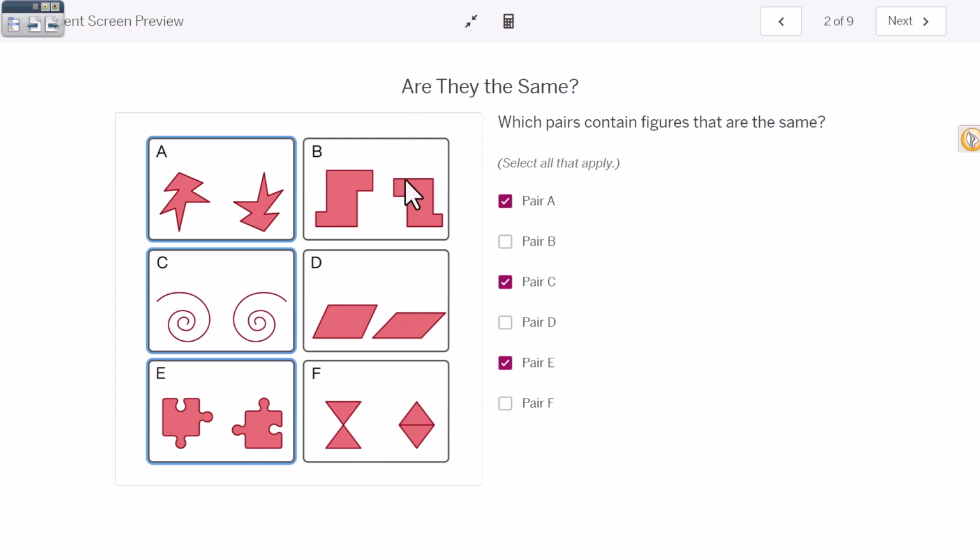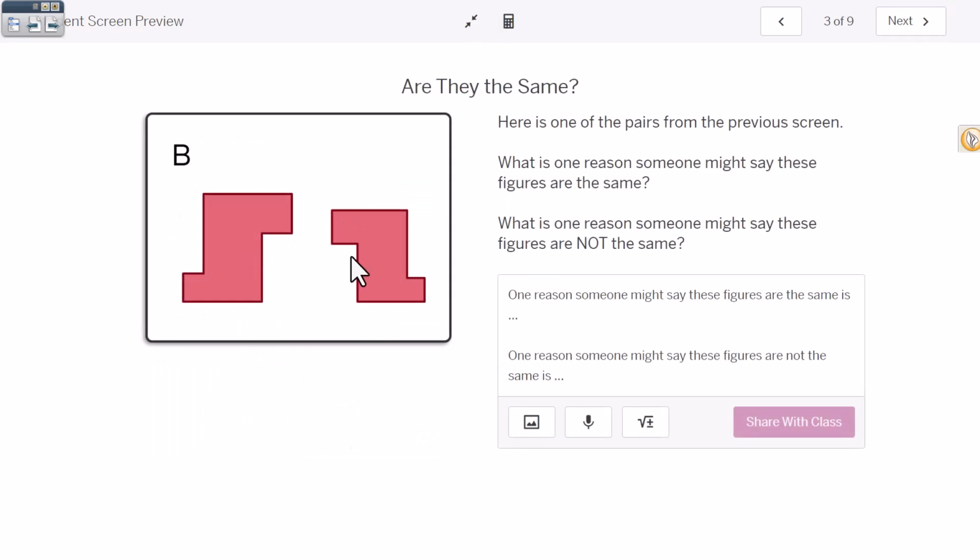Let's talk a little bit more about why B wasn't the same. In class, we took a closer look at this and talked about one reason someone might say that these figures are the same, and one reason that someone might say these figures are not the same. Let's start with one reason someone might say these figures are the same. Well, they're kind of the same.